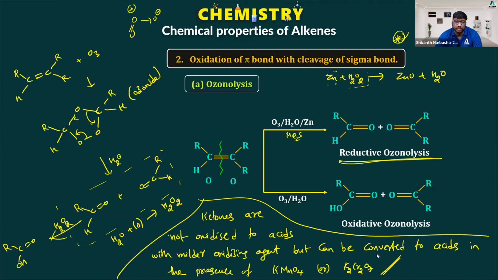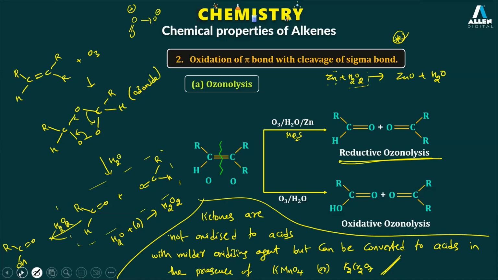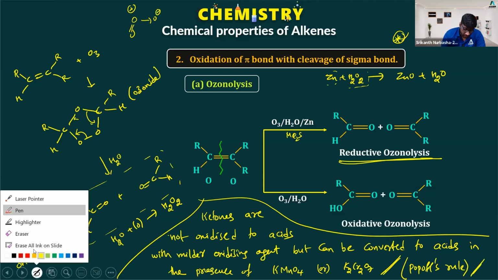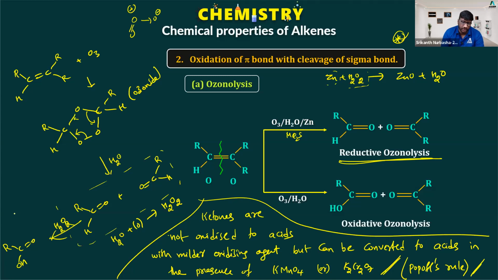If I have taken an unsymmetrical ketone, its oxidation will happen in such a way that the C=O always lies with the smaller alkyl group. This is nothing but Popoff's rule. Yes, Popoff's rule, very good. We will study this rule in carbonyl compounds, where we discuss the oxidation of ketones.